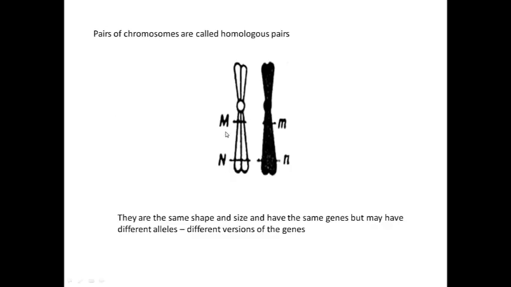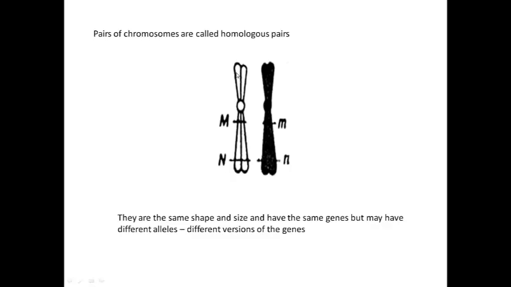We call these 2 copies of the same chromosome, 2 copies of chromosome 1, homologous pairs. Homo meaning same, logos meaning writing. And we mean by that they have the same genes as you go down the DNA. They'll be the same shape and the same size, and they'll have the same genes, but they may have different versions of those genes, different alleles.